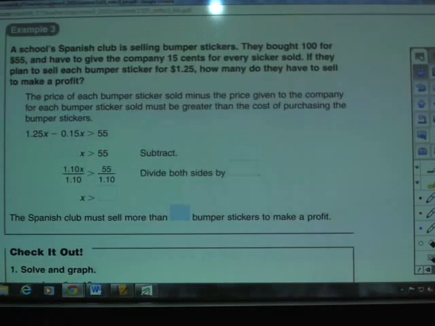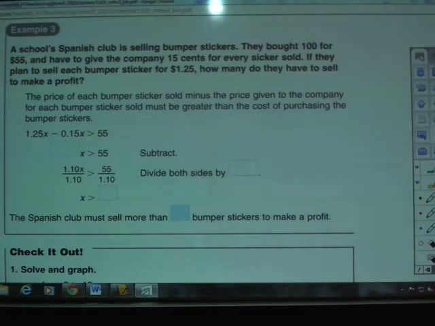All right, number 3. A school's Spanish club is selling bumper stickers. They bought 100 for $55 and have to give the company 15 cents for every sticker they sell. If they plan to sell each bumper sticker for $1.25, how many do they have to sell to make a profit? So this is not unlike a question we had yesterday.